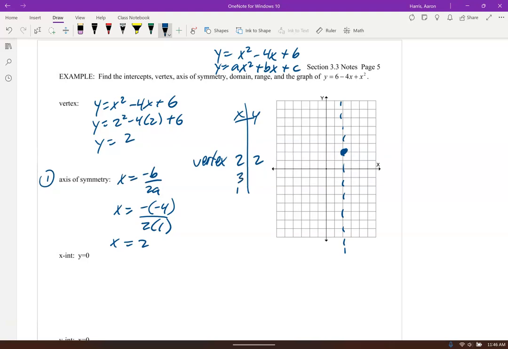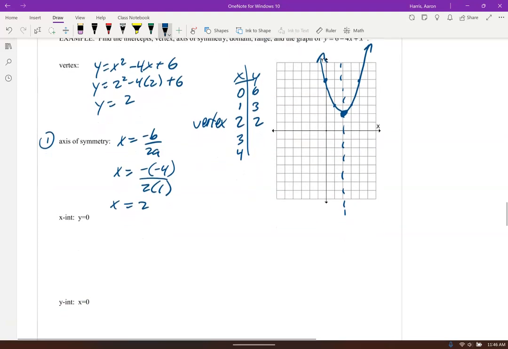I would plug in a couple points to the right, a couple points to the left, and then see what you get. You know, if you plug in 1, you got 1 minus 4 is negative 3 plus 6 is 3. Plug 0 in, you get 6. And then, of course, you could plug in the other side as well, but you're going to see that thing open up.